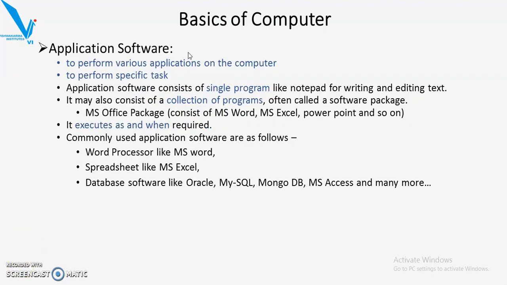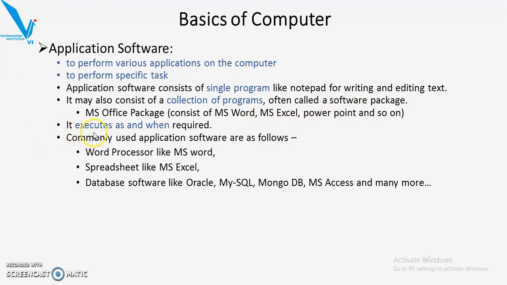Next is application software. Application software is used to perform various applications on the computer. It helps a user to perform specific tasks. Application software consists of single program like Notepad for writing and editing the text. It may also consist of collection of programs, often called as a software package. For example, MS Office package. It consists of MS Word, MS Excel, PowerPoint, and so on.